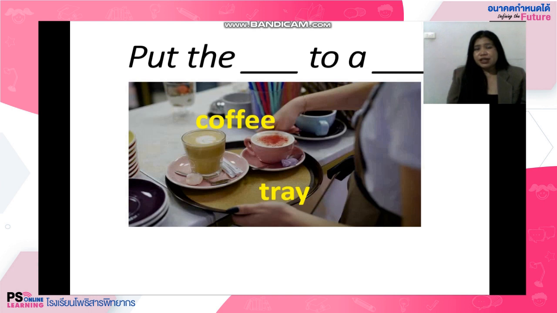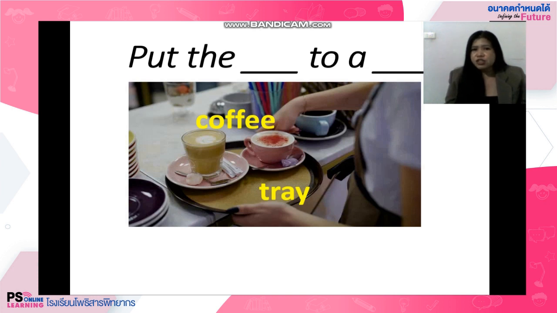Put the to a. We have the coffee and then we have the tray. What is the sentence? Very good. That is put the coffee to a tray. We don't have to say coffees, even if there are two there. Not coffees, only coffee.